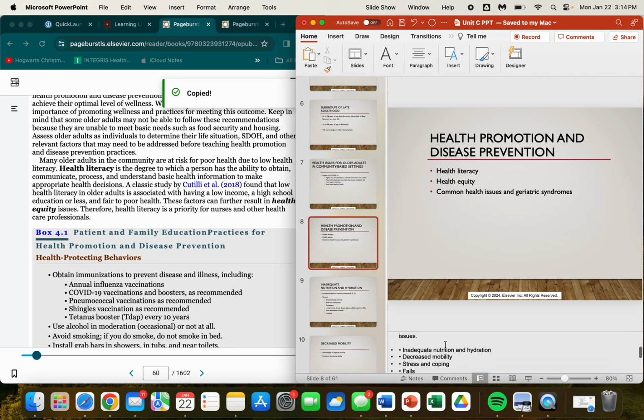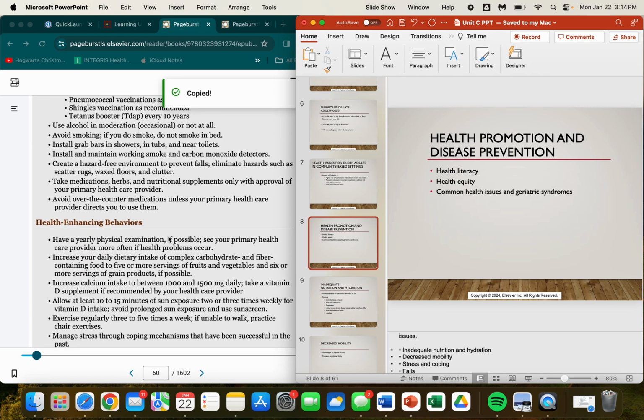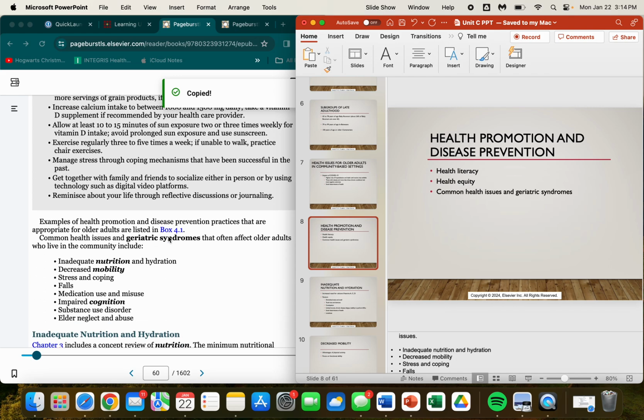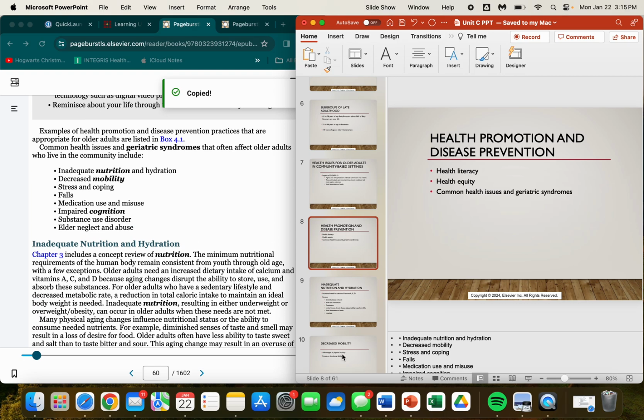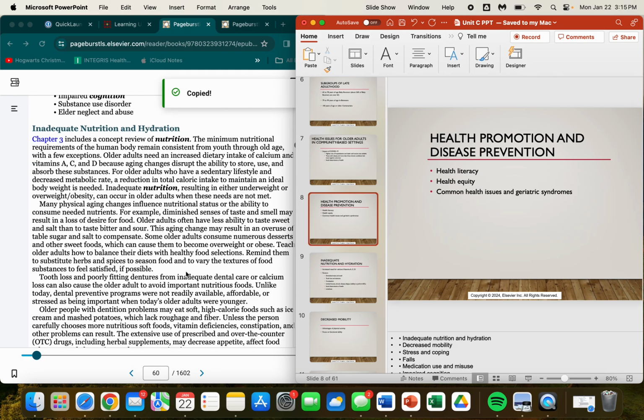And then this kind of details common health issues and geriatric syndromes. So this list right here is in your book, which I also listed in this PowerPoint. We talk about inadequate nutrition, decreased mobility, stress and coping, falls, medication use, impaired cognition, substance use disorder, and then elder neglect and abuse. So we detail all of these throughout this PowerPoint, which we'll go into now.